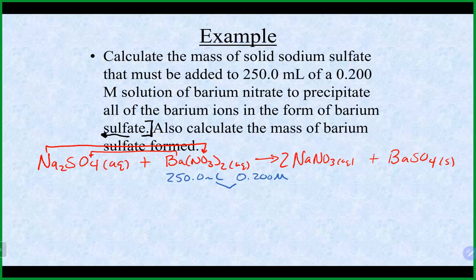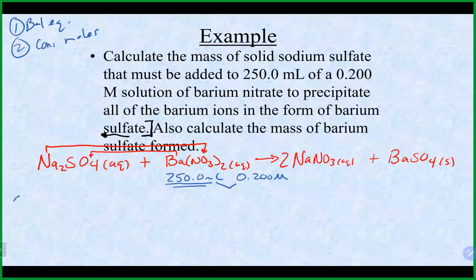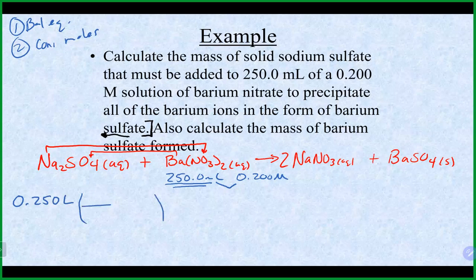So because it is a basic stoichiometry problem, we're going to follow our steps, which is, again, balance the equation, which we did. We're going to convert to moles. And in this case, we're going to use volume and molarity to get to moles. That means I need to convert this into liters. I'm going to divide it by 1,000, which means I will end up with 0.250 liters. I'm going to use my molarity as a conversion factor here.